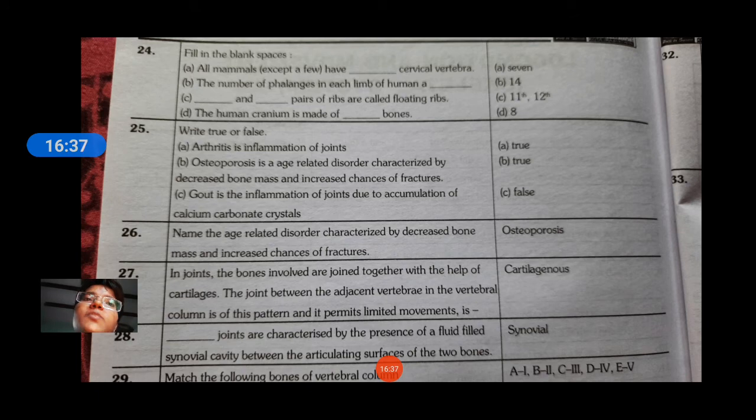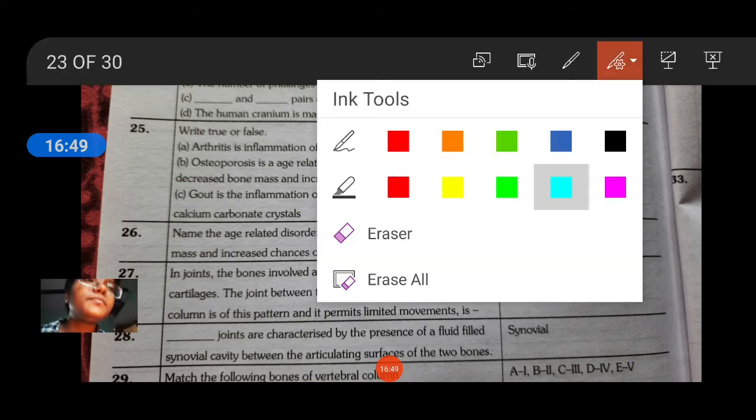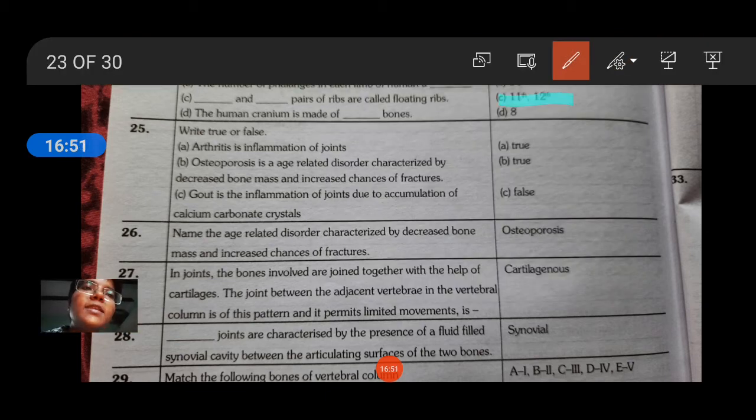Fill in the blank spaces. All mammals except few have 7 cervical vertebrae. True. The number of phalanges in each limb of a human are 14. 11th and 12th pair of ribs are called floating ribs. 11th and 12th are floating ribs. The human cranium is made up of 8 bones. Right. True or false? Arthritis is inflammation of joint. True.